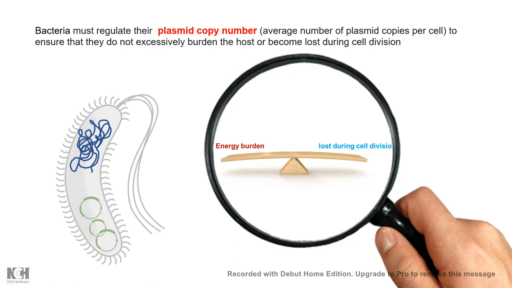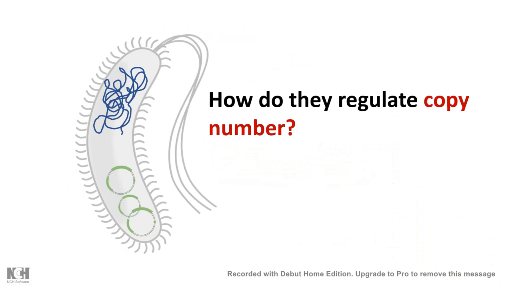And if you have too small an amount of plasmid in the bacteria, then there is a possibility that over generations the plasmid would get lost, and most of these plasmids encode for antibiotic resistance and other important stuff. So if the plasmid is lost, then it could be detrimental for the bacteria and even compromise its survivability, right? Now, the question comes, how do they regulate their plasmid copy number?